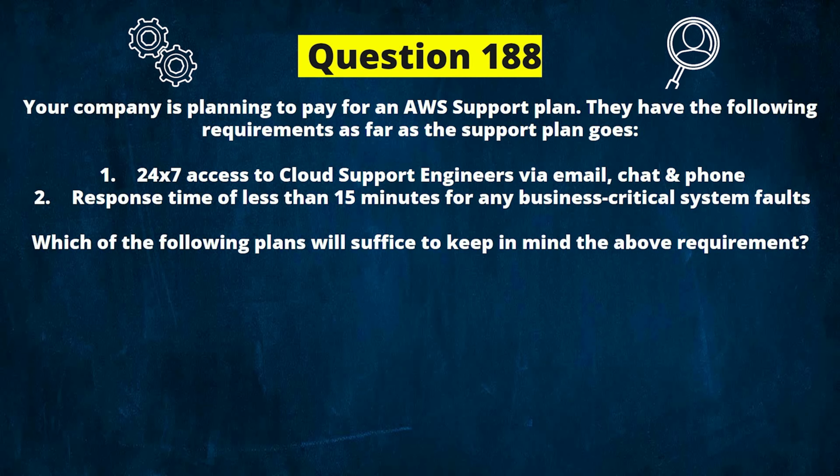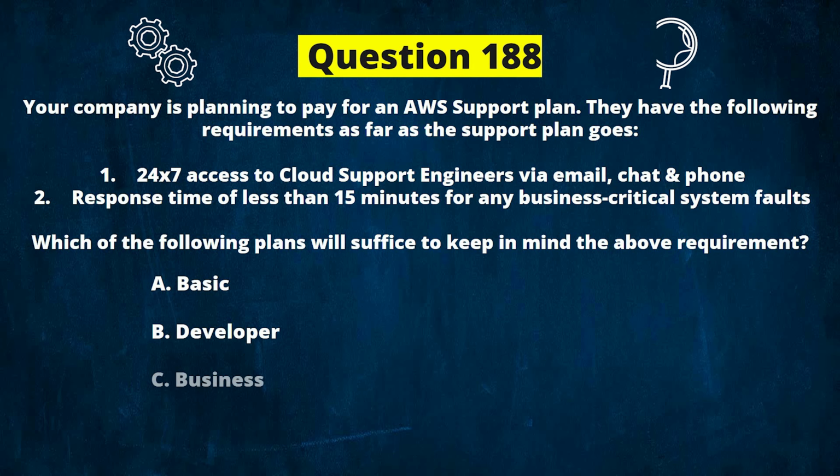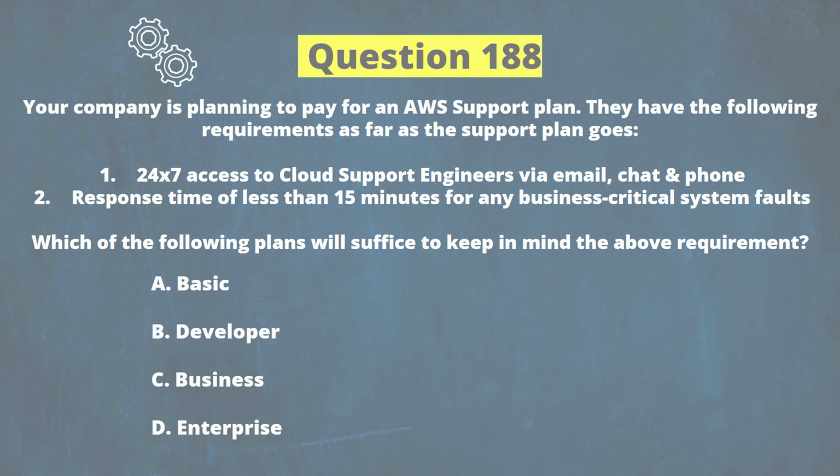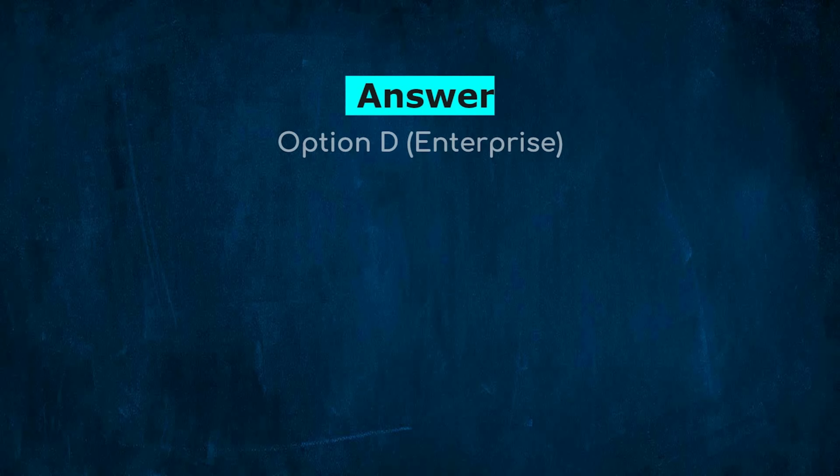Next question. Your company is planning to pay for an AWS support plan. They have the following requirements as far as the support plan goes. Number 1. 24/7 access to cloud support engineers via email, chat and phone. Number 2. Response time of less than 15 minutes for any business critical system faults. Which of the following plans will suffice to keep in mind the above requirements? And the options are A. Basic, B. Developer, C. Business, D. Enterprise. And the correct answer is option D.